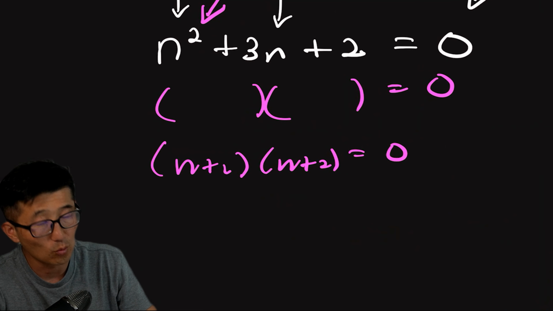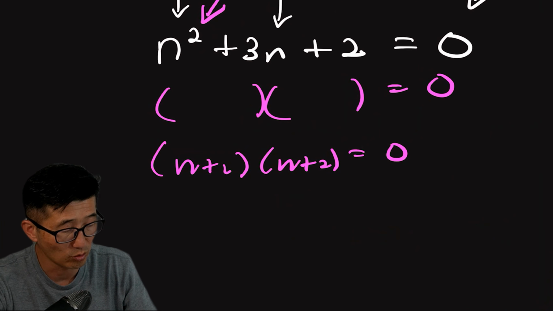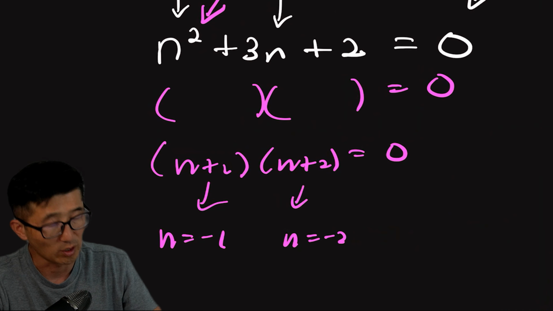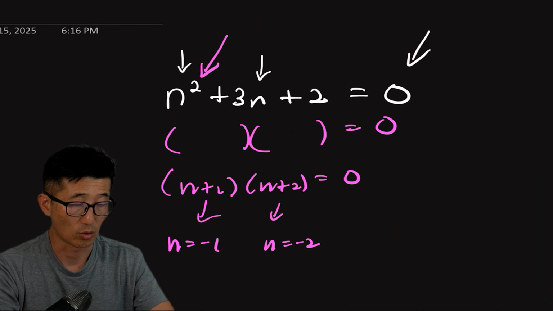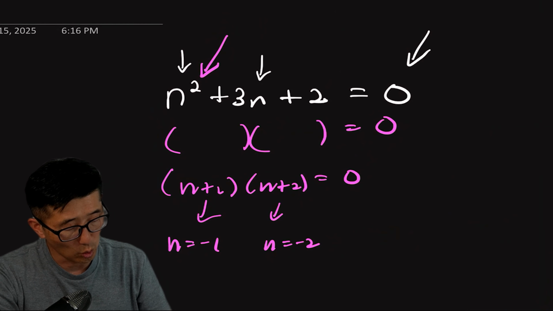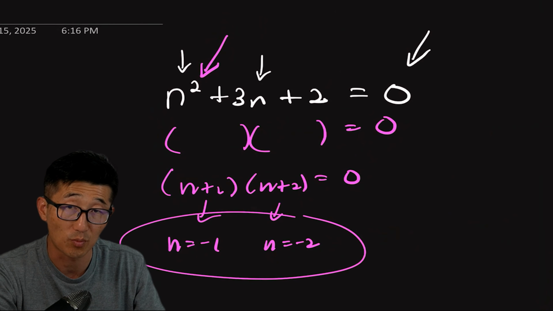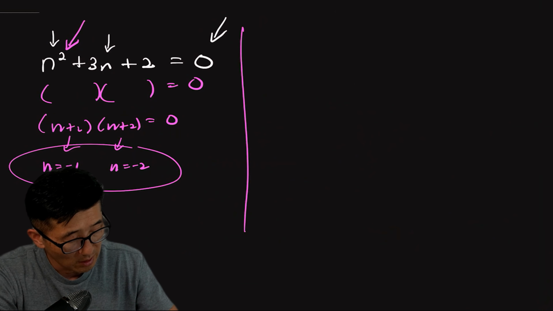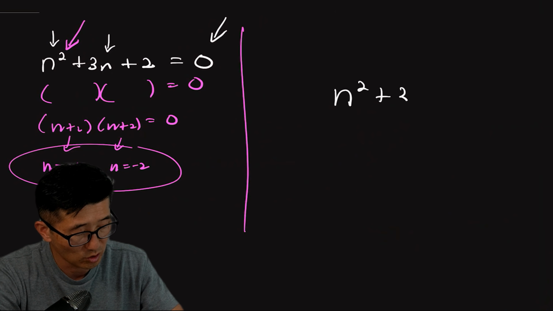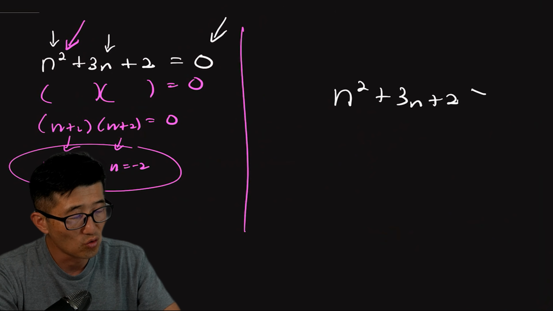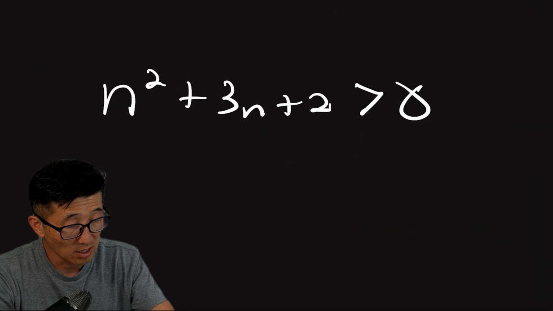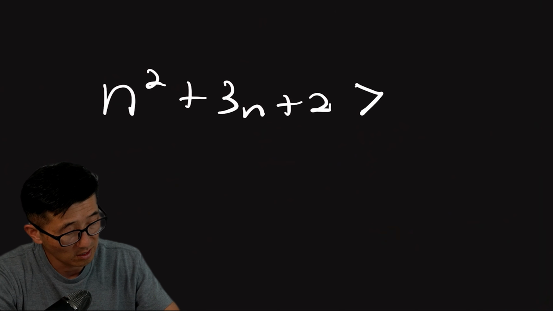Okay, so now what two numbers will turn this into 0? Well, if you solve for each one separately, you get n equals -1, n equals negative what? 2. Cool, okay. Now, this is really important. When it's equal to 0, there's only 2 solutions for this problem. But what if this was written as n squared plus 3n plus 2 greater than 0? Now, what does that mean?